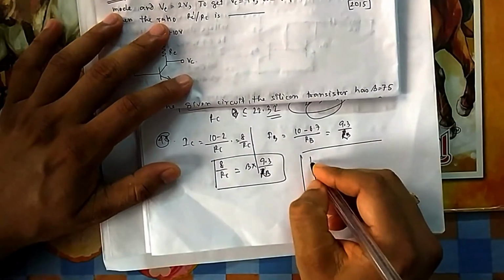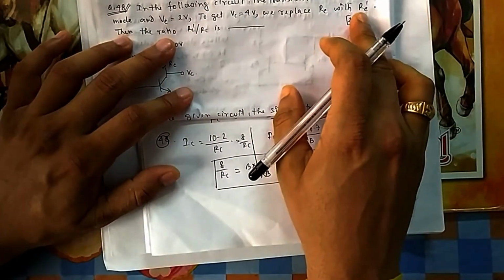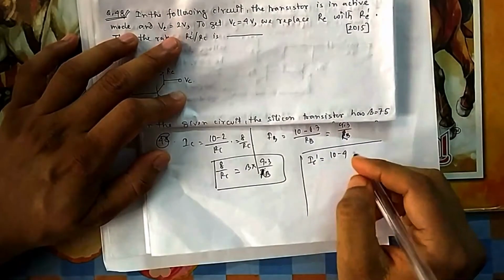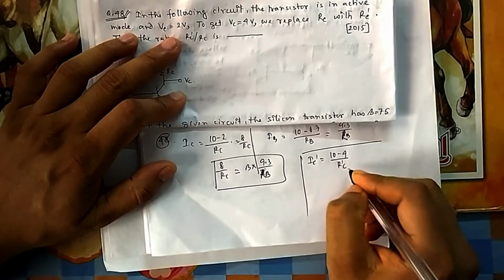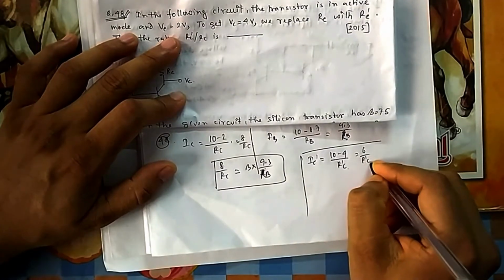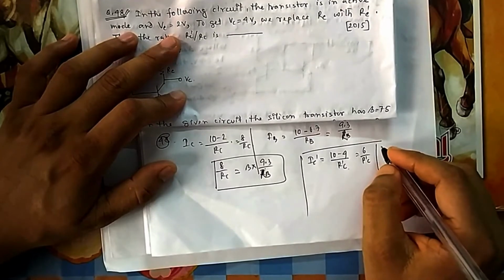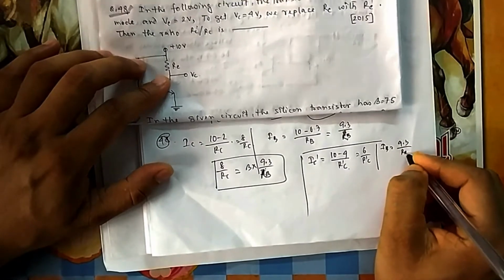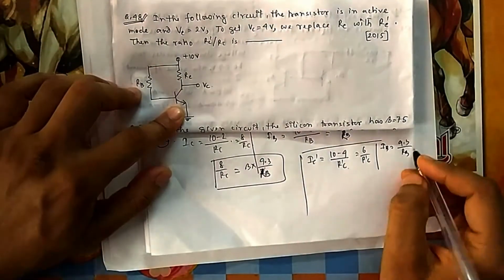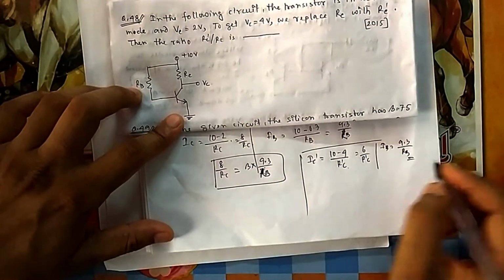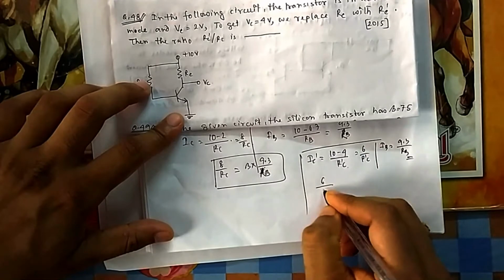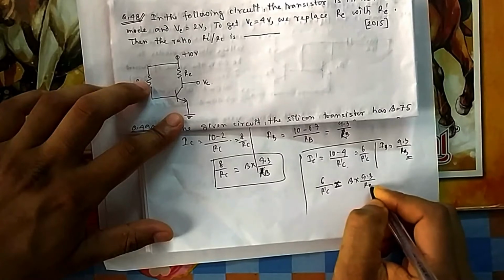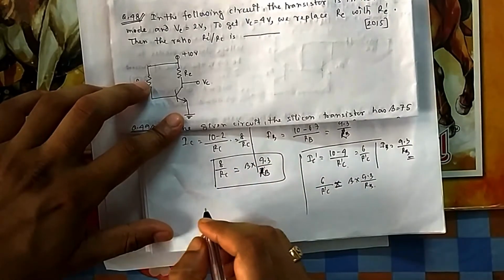Now you come to the next case. What is IC dash? If they change it to RC dash, then what will be your IC? It will be 10 minus 4, because VC is now 4, so it will be 6 by RC dash. And IB remains the same, because IB will be 9.3 by RB, 10 minus 0.7 by RB, so it will remain the same. Now that relation has to be fulfilled, that is equal to beta into 9.3 by RB. If you divide these two, you will get the relation between RC dash and RC.